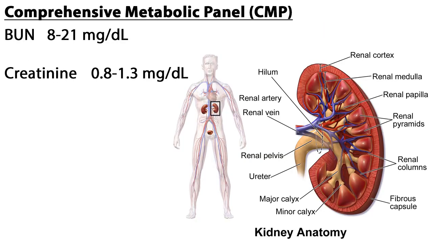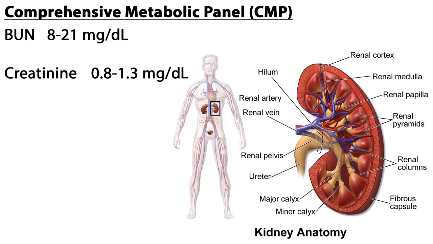Tests specific to the kidneys include BUN, or blood urea nitrogen, and creatinine. The BUN test evaluates kidney function. Urea is a waste product formed in the liver when protein is metabolized. When urea is released into the blood, it is carried to the kidneys, where it is filtered out of the blood and released into the urine. If the kidneys are not properly filtering wastes out of the blood, the level of urea in the blood will rise. Normal range of BUN is 8 to 21 milligrams per deciliter.